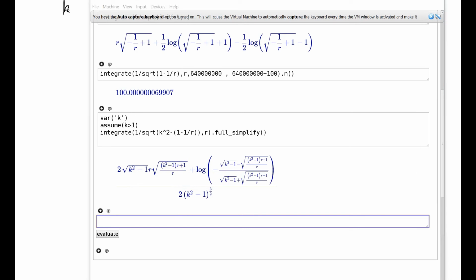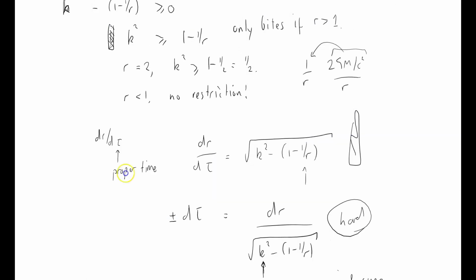Okay, so that's that. I'll minimize that. So we can solve this equation here for proper time and radial Schwarzschild coordinate. It's algebraically complicated but conceptually straightforward. And I'm going to stop there.